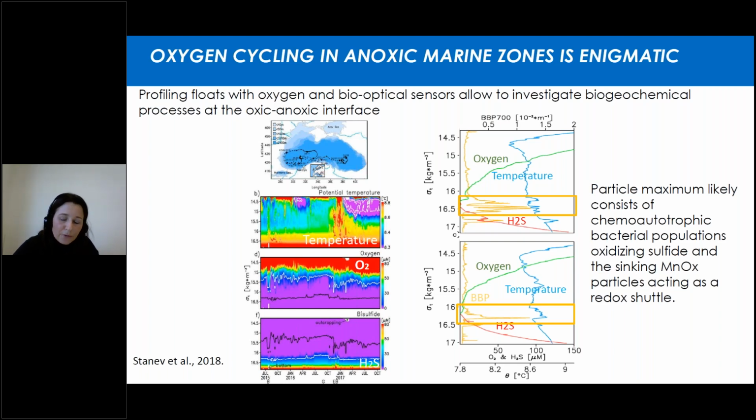And we know that in this type of region, you can have a lot of particles that can be due to the shuttling of manganese oxide sinking, etc. So these particles can allow you to investigate the processes that occur there. So the question in the Black Sea was to know which process oxidized the hydrogen sulfide going out of the anoxic layer. Is it the physics or is it the biogeochemistry? And using this type of observation, the authors were more in favor of biogeochemical processes involving bacteria and involving the sinking of particulate manganese.